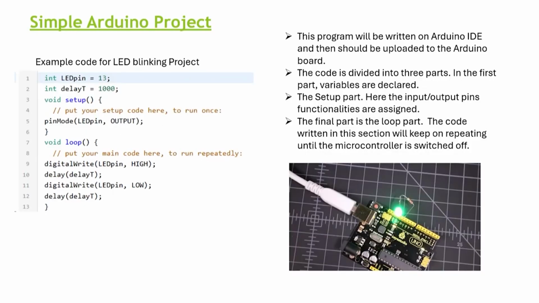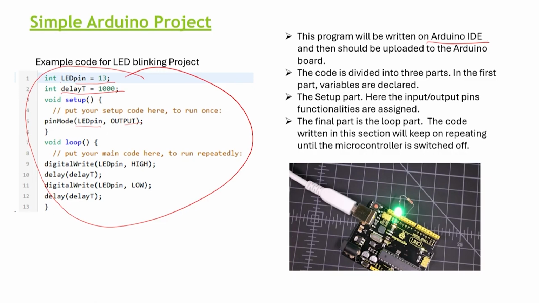Now, you can write a simple code. We have given a simple code for LED blinking. We have defined this LED pin 13 and the delay time as 1000, and then we have put this setup code, pinMode LED pin output, and then we have given this loop part of the program. This program can be written on the Arduino IDE, and then we can upload it to the Arduino board.